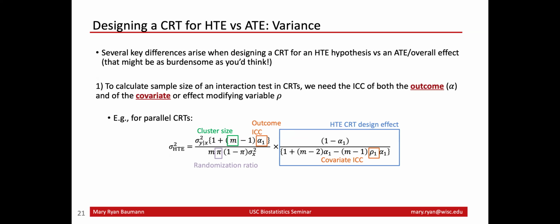So first, and probably the most obvious, is that when you're calculating sample size for these interaction tests in a cluster randomized trial, you have a completely different variance going into it. And what's key here is that the variance of the HTE in cluster randomized trials not only involves terms of the outcome ICC, but we also have to account for what we call the covariate ICC, or how much clustering is going on in our subgroup value here.